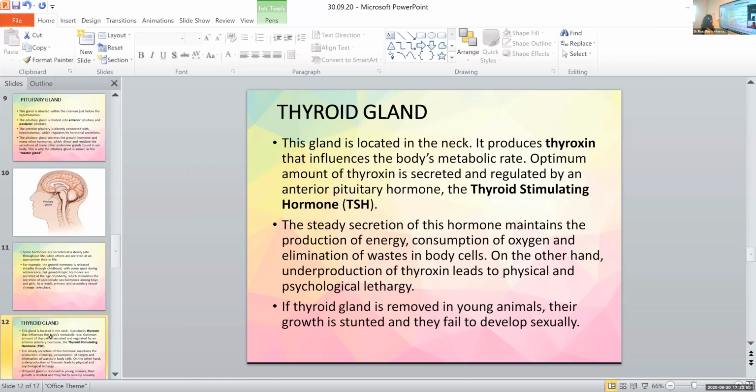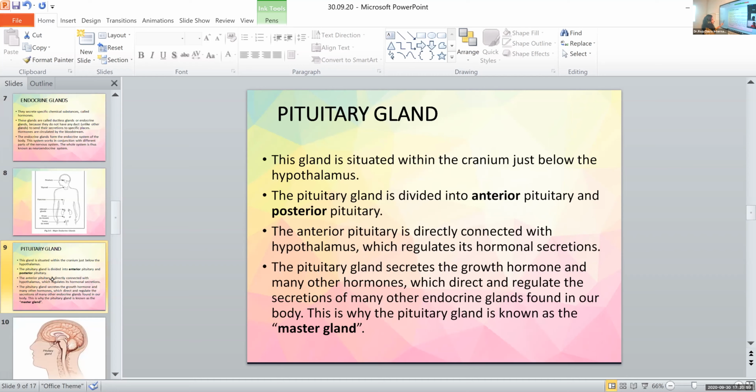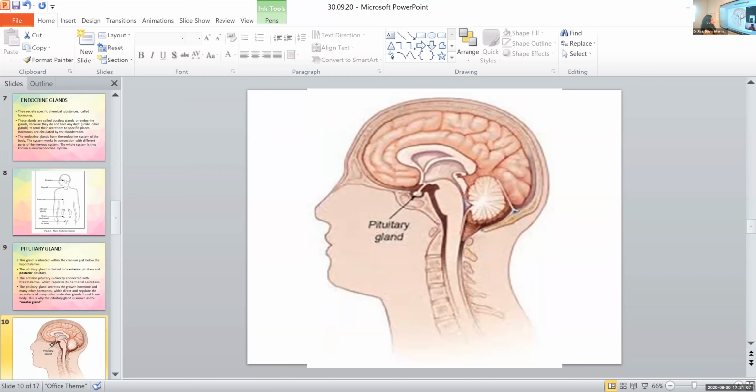Where does the pituitary gland go? This gland is situated within the cranium just below the hypothalamus. I'll show the picture. Just below the hypothalamus we have the pituitary gland. Hypothalamus is present just below what structure? Thalamus. Very good. So below the hypothalamus, we have a structure called the pituitary gland.